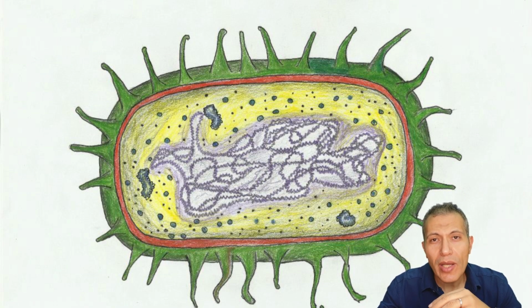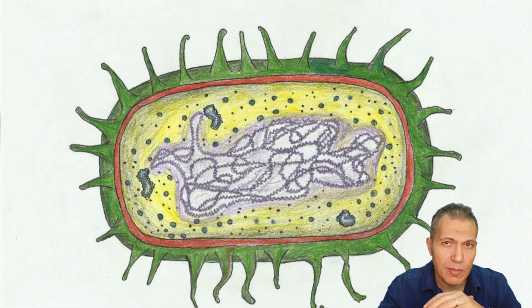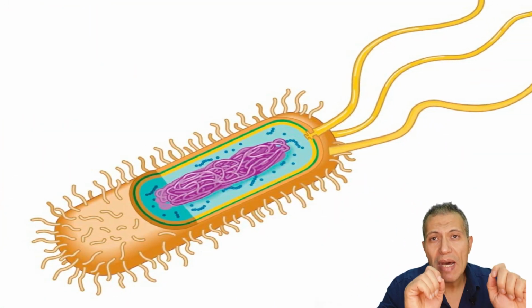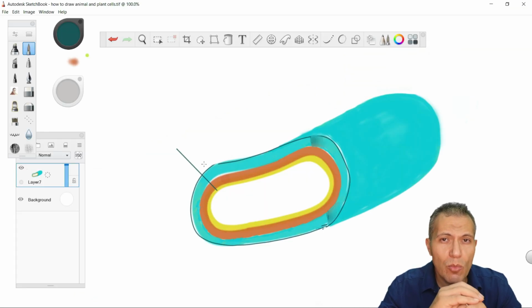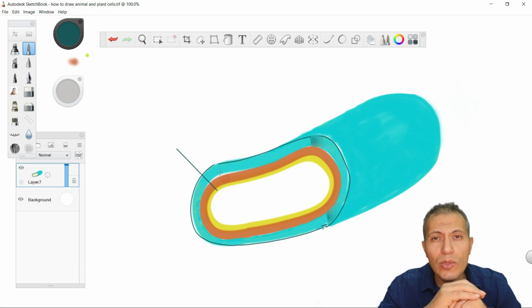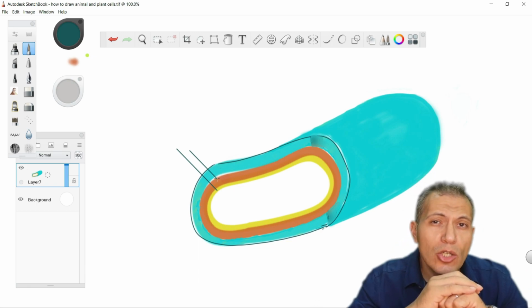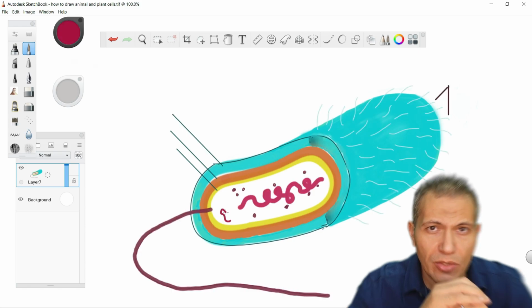Welcome back. Prokaryotes are unicellular organisms that lack membrane-bound organelles. The most noteworthy one is the nucleus. Prokaryotes are usually small and simple, with a diameter that ranges between 0.1 and 5 micrometers.